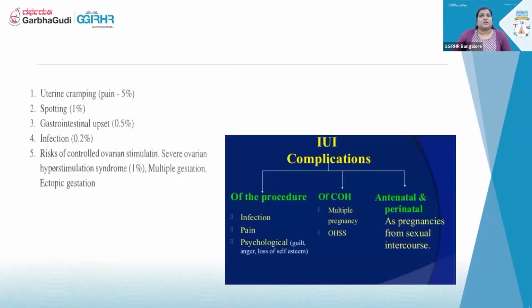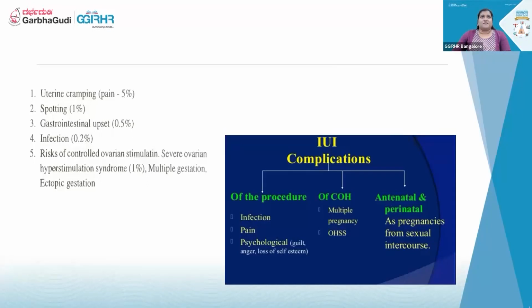What are the side effects? What are the complications of doing IUI? There are certain complications of the procedure, certain complications because of the stimulation, and antenatal and perinatal complications. Antenatal and perinatal complications are just like a natural intercourse pregnancy. What are the complications of the procedure? There can be a very slight chance of infection if the patient's part preparation is not done properly. Pain and psychological complications also occur. The patient may be feeling dull and depressed because she is undergoing a procedure.